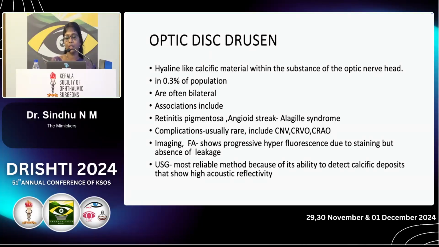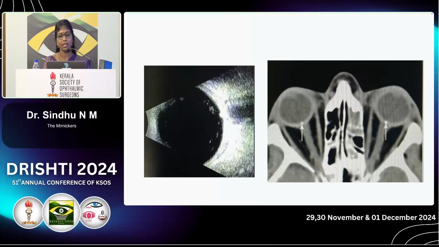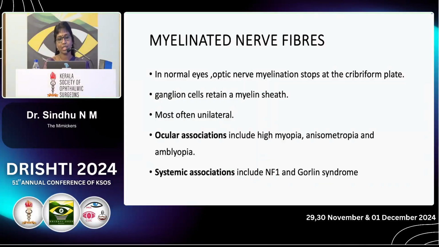Ultrasound is the most reliable method because of its ability to detect the calcific deposits that show high acoustic reflectivity. This is how the first picture shows. In fundus examination you can see the calcific depositions. OCT helps in delineating optic disc drusen. Fluorescein angiography and autofluorescence can also be used. CT is not usually diagnostic due to the radiation, but you can coincidentally see bilateral optic disc drusen.